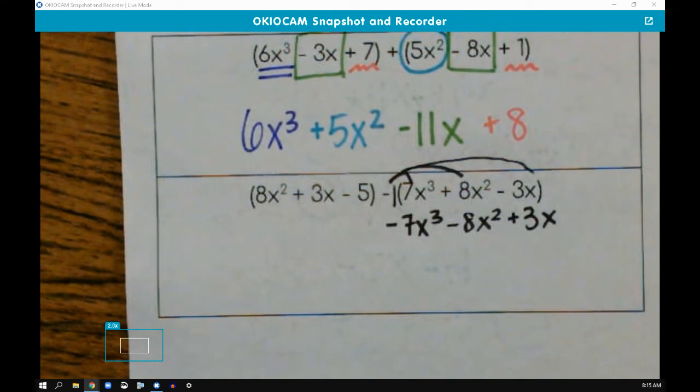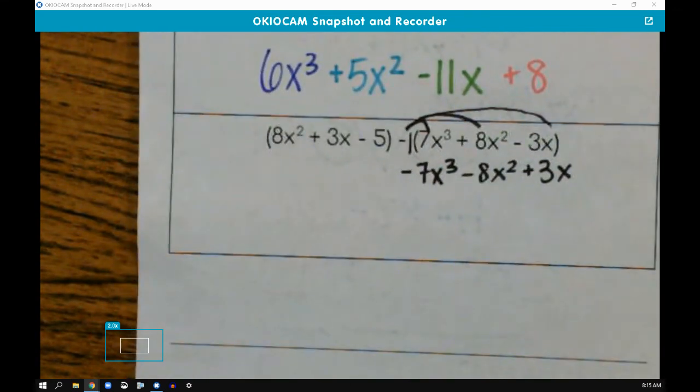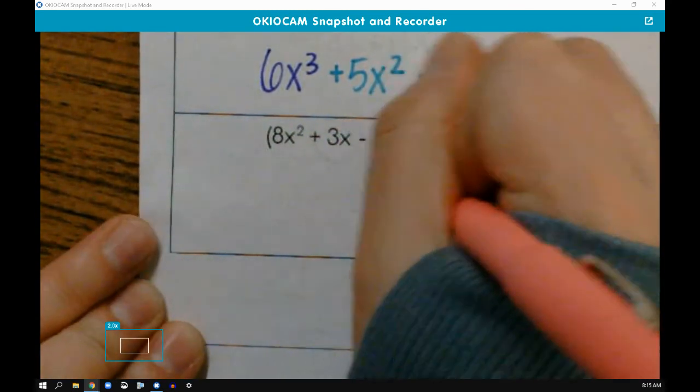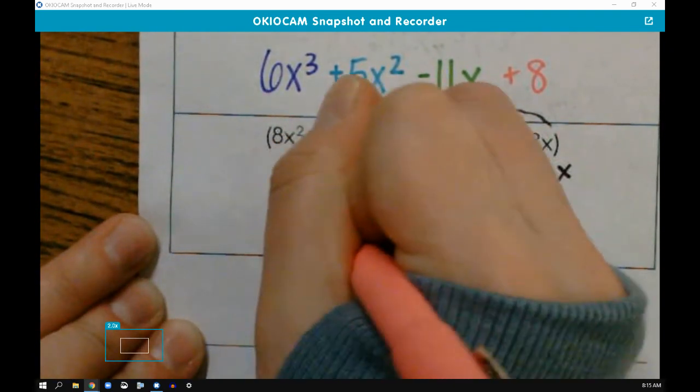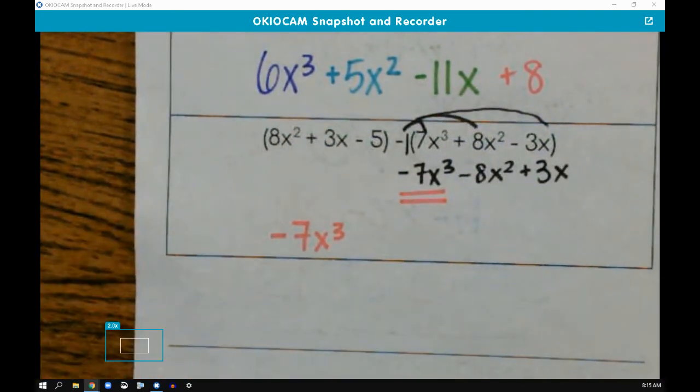Okay, so then we're going to combine like terms now that we've distributed. So our highest exponent is x cubed. And again, on this one, I only have one x cubed. It's just this negative 7x cubed. So that's going to go very first. Negative 7x cubed. Hold on. Let people see it. Okay, then the next thing we're going to do is the 8x squared and the negative 8x squared.